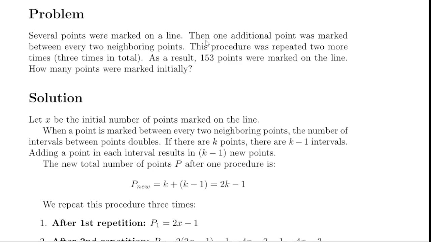Several points were marked on a line, then one additional point was marked between every two neighboring points. This procedure was repeated 2 more times, so 3 times in total. As a result, 153 points were marked on the line. How many points were marked initially?